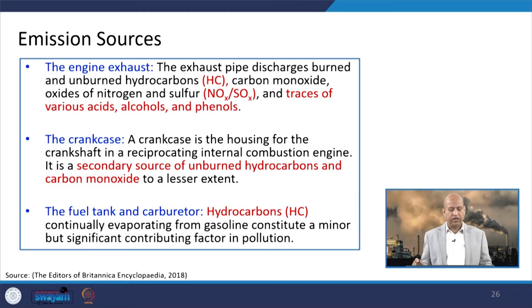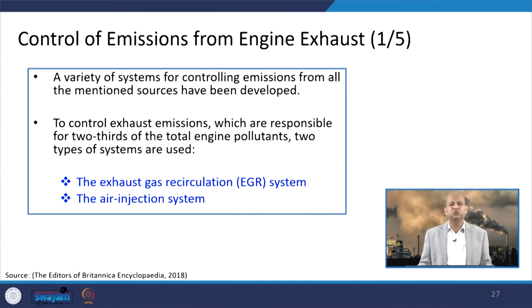Then the fuel tank and carburetor could be responsible for emissions of hydrocarbons due to evaporation, and these are a minor but significant contributing factor in pollution. Okay. So, we have to control them also. So, a variety of systems for controlling emissions from all the mentioned sources have been developed, and they control exhaust emissions, which are responsible for 2/3 of the total engine pollutants. Two types of systems are used basically, like the exhaust gas recirculation (EGR) system or the air injection system.